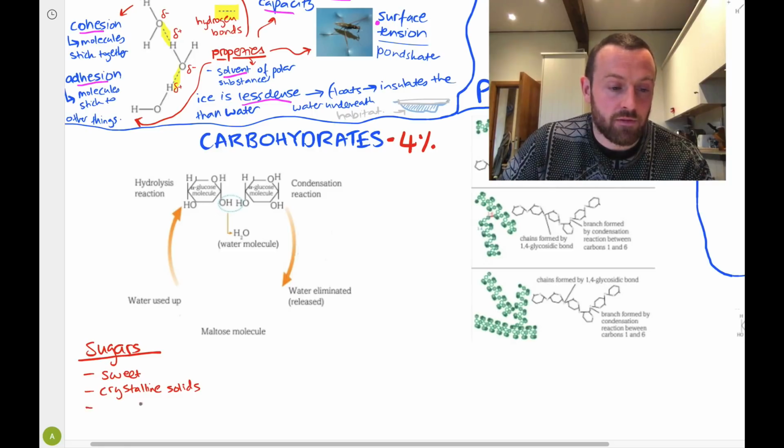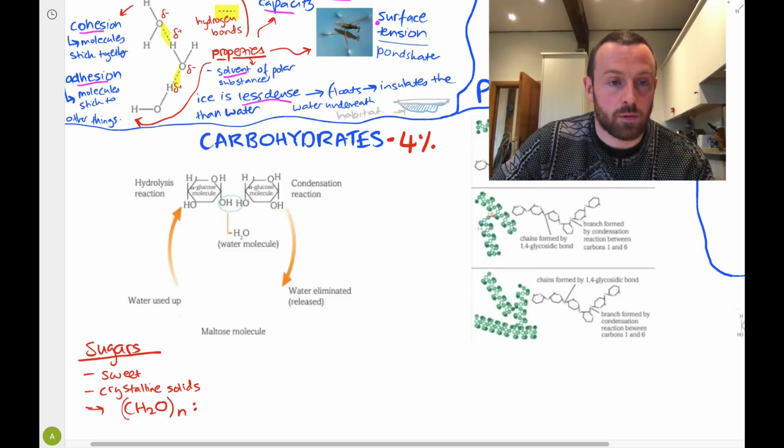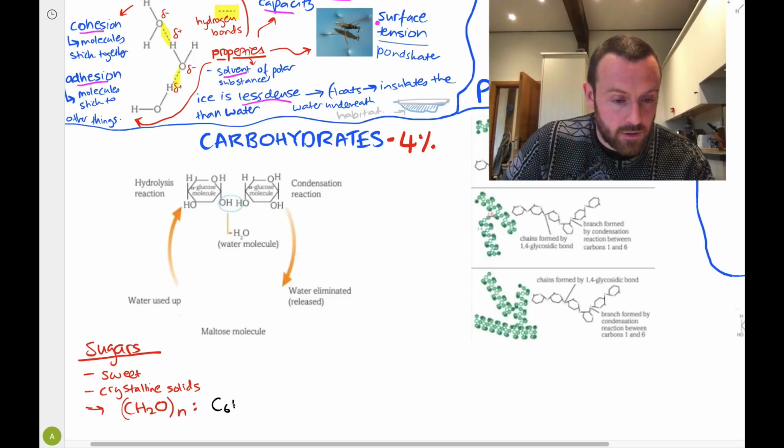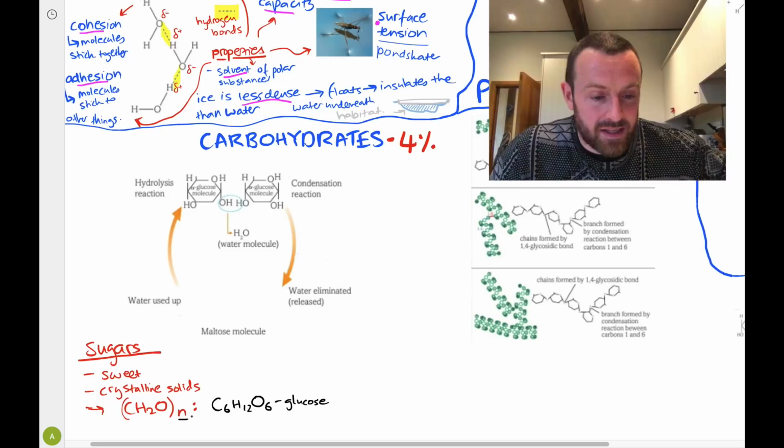And they have a formula that is (CH2O)n, generally speaking, like that. For example, if n is 6, then we have C6H12O6, and that is glucose. Probably glucose, could be some other things as well. So in this case, n would be 6 carbons.